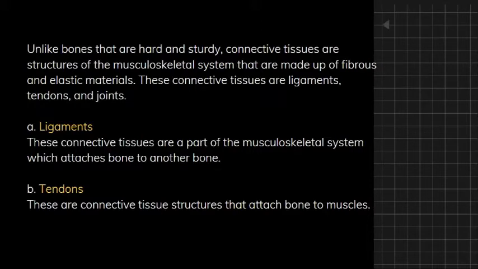Bone to another bone, yun yung kinoconnect ng ligaments. Kaya siya tinatawag na connective tissues. They're connecting different parts of our body, no? So, ina-attach na yung bone natin to another bone. While tendon, yun naman, these are connective tissue structures that attach bone to muscle. So, yun yung pinagkaiba nila. Ligaments, bone to another bone. Tendons, bone to muscle. Okay?